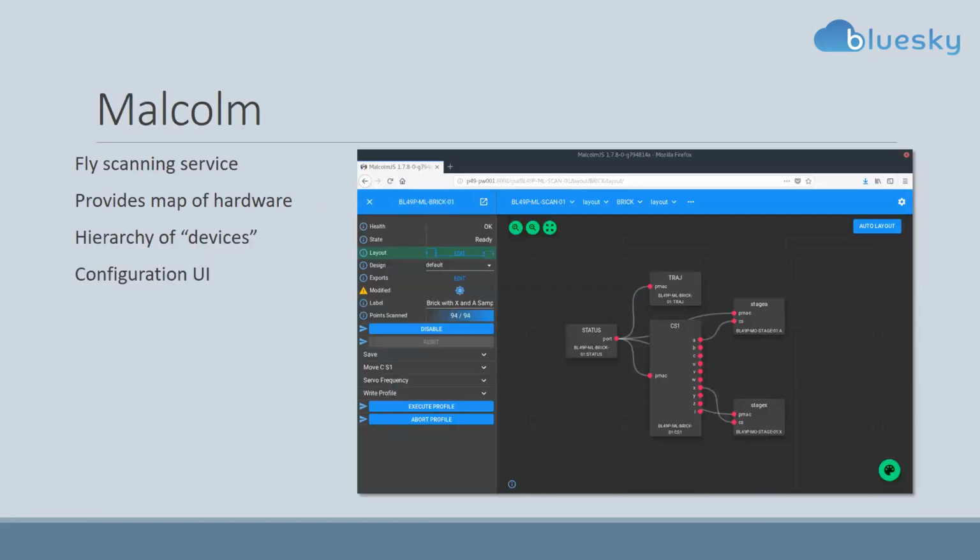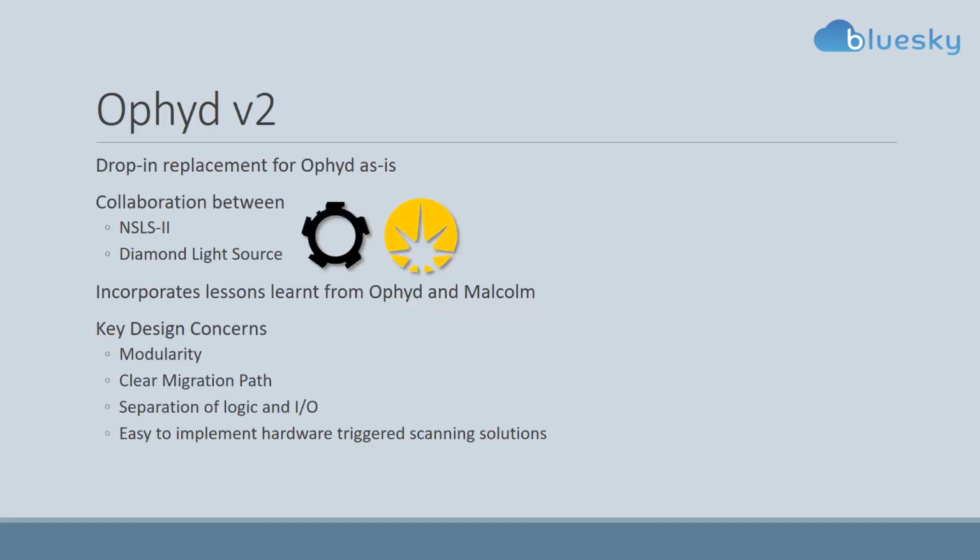From the Diamond point of view, we developed a piece of software called Malcolm, which was a bit more focused than Ophyd, which is of course focused on controlling all hardware for scans and orchestration of all types. Malcolm is specifically aimed at hardware triggered scanning, fly scanning, various terms have been thrown around, and is a fully fledged service rather than a library, providing a map of the hardware in a hierarchy of devices, devices being in quotes because some of them are not devices, they are virtual devices, just containers for logic. More on that later, and all sorts of handy features like a configuration UI.